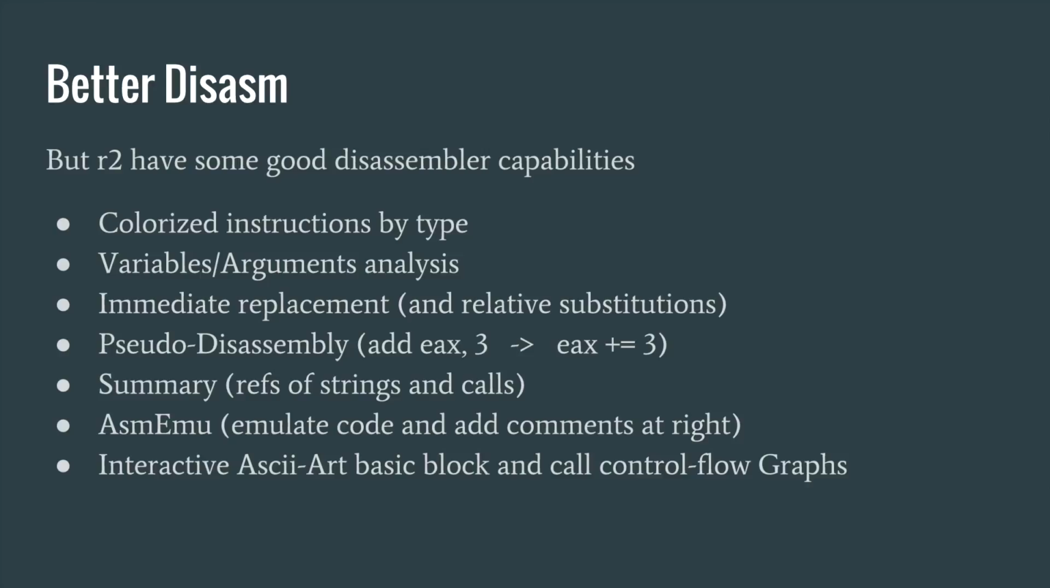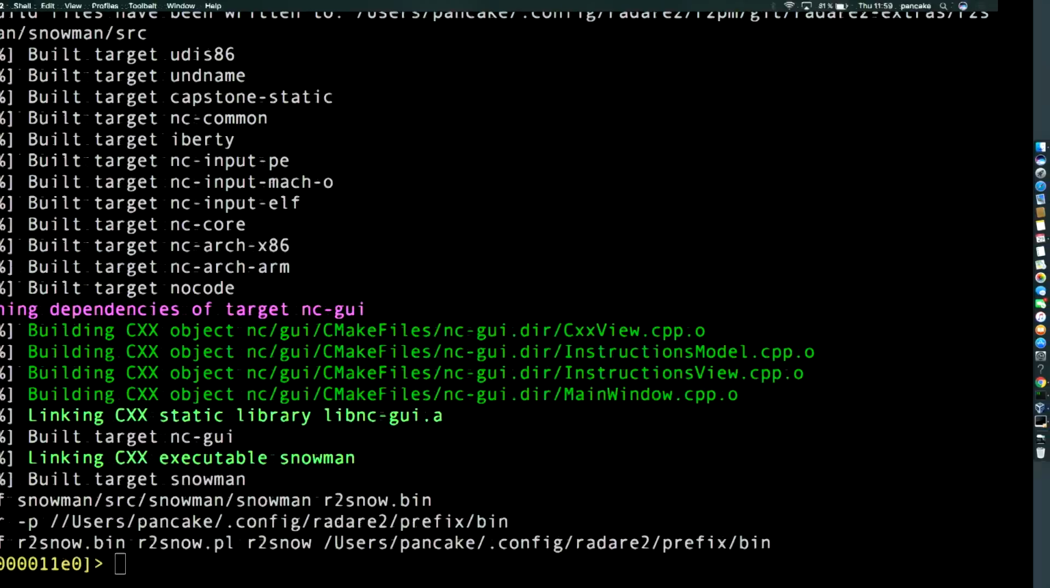There is also support for analyzing variables and arguments, so you can identify where these variables are accessed in the disassembly. There is also support for pseudo disassembly. This means that it will parse things like add eax, 3 and convert it to something more human-friendly, like the expression at the right. This is handy sometimes when you want to get some more C-like code, but it's not really a way to decompile.